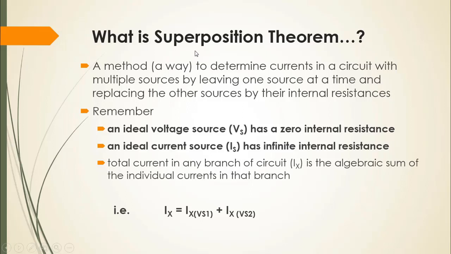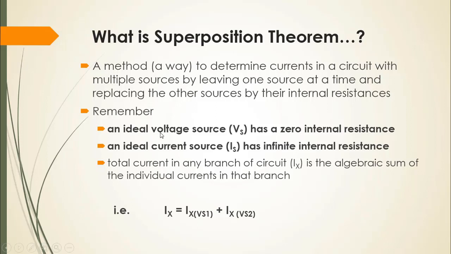What is the superposition theorem? The superposition theorem is a method which determines currents in a circuit having multiple sources, by leaving one source at a time in the circuit and replacing the other sources by their internal resistances. Means that in a circuit with more than one voltage source, one source will be considered at a time while the other source will be replaced by its internal resistance.